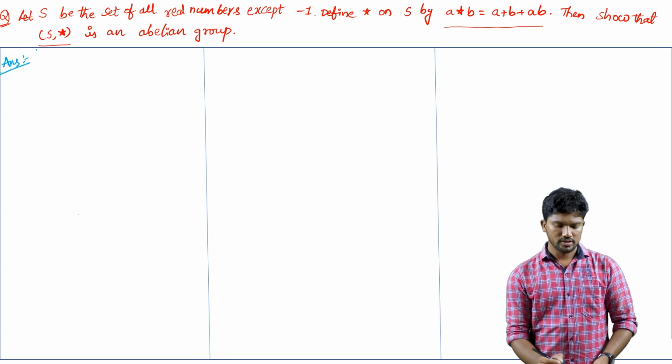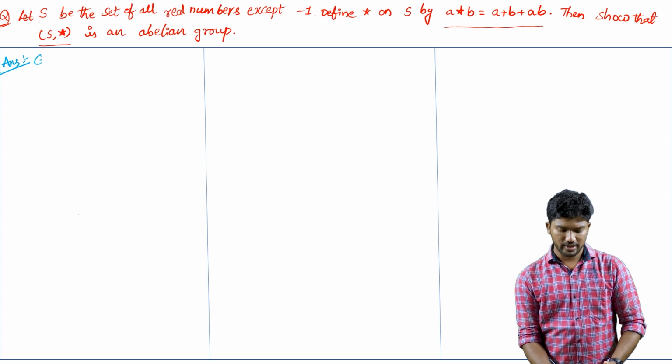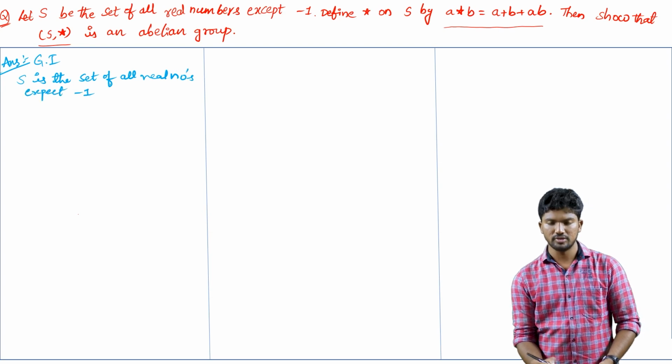Answer. So first of all, we are going to write the given data. Okay, so given that S is the set of all real numbers except -1.